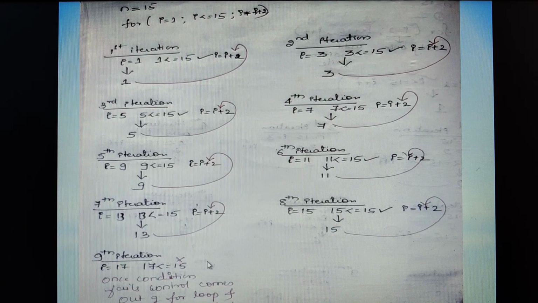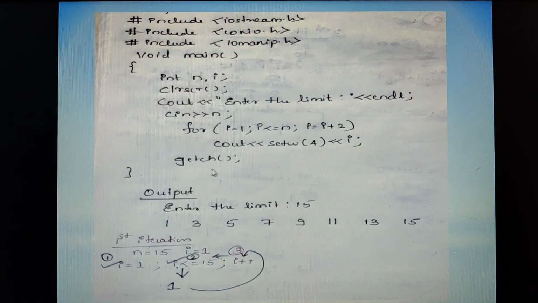Once the condition is false, the control comes out of this particular for loop and goes to the next statement. What is there in the next statement? That is getch. That's the end of the program. Therefore the output we get is 1, 3, 5, 7, 9, 11, 13 and 15. Don't you think these are all the odd numbers within the range from 1 to 15, children? Yes. Now I'll show you the execution.